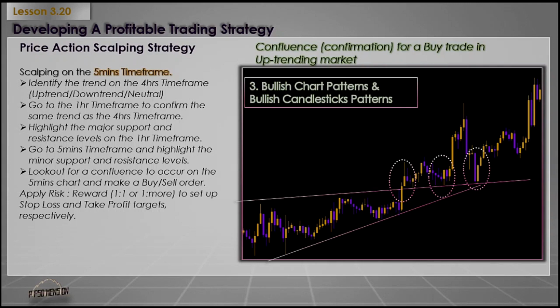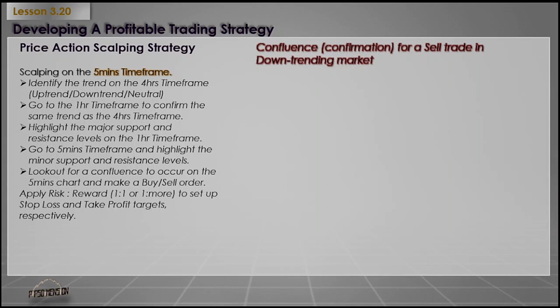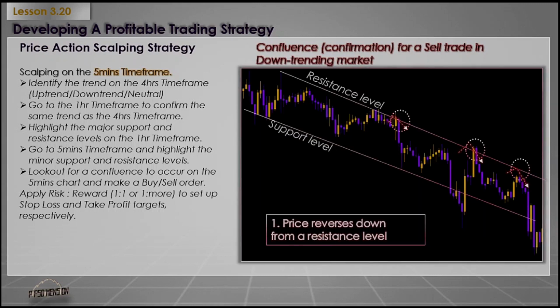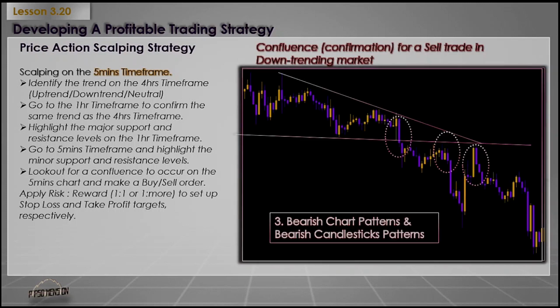Now, let us look at the technical factors to consider as a confluence when the market appears to be in a downtrend. 1. When the current price is reversing back down from a resistance level. 2. When the current candlestick breaks the support level and reverses back to make a new resistance. 3. When there is the formation of bearish chart patterns and bearish candlestick patterns.